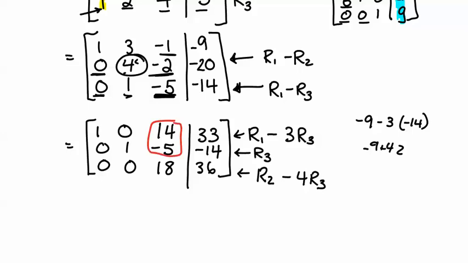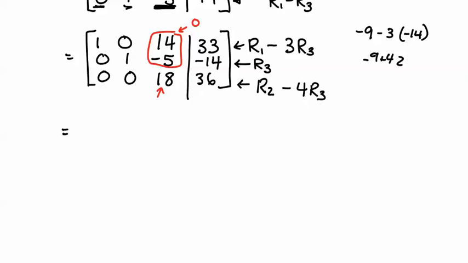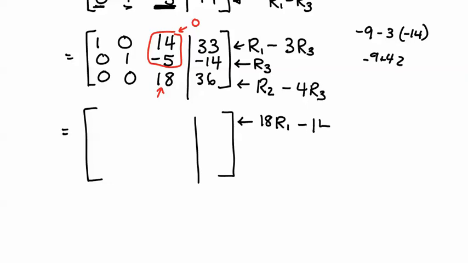we need both of these things to be 0. And we need that to be a 1. So we need those to be a 0. That's our goal here. Next step. All right. So how are we going to make that 14 a 0? All right, we could do this. We could do 18 times row 1 minus 14 times row 3.